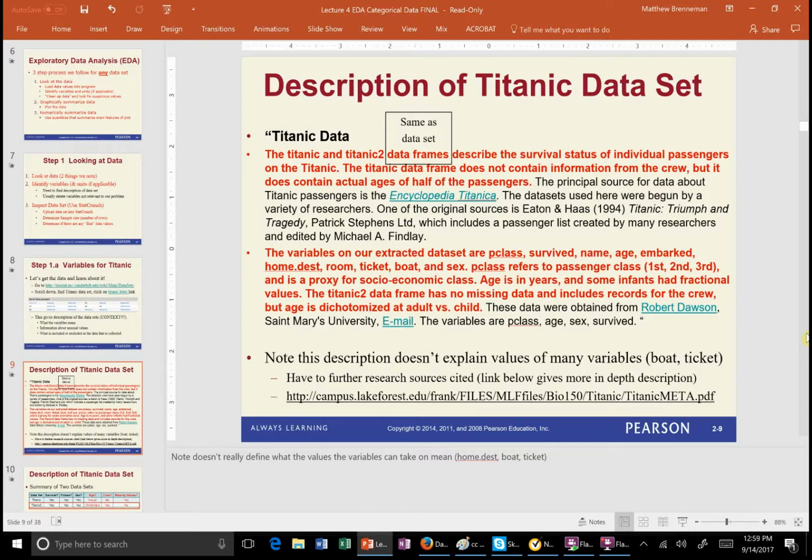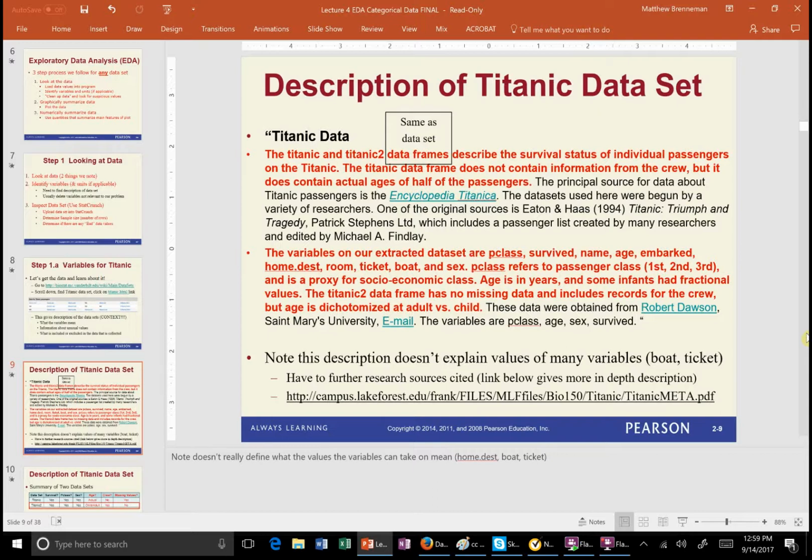It gives all these. Passenger class, now this is telling you what this thing, P class, refers to: the passenger class, first, second, third. It's a proxy for socioeconomic class, meaning that they're using that as a substitute for the people's economic class. So if you had a first class ticket, you were considered an upper economic class, right? That may or may not be true, but it's probably pretty true.